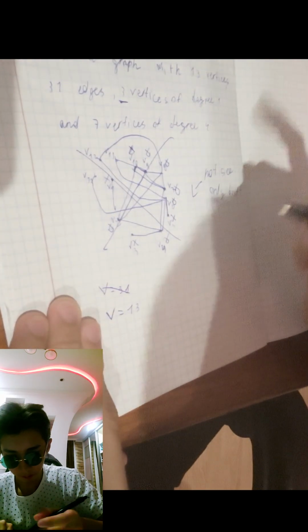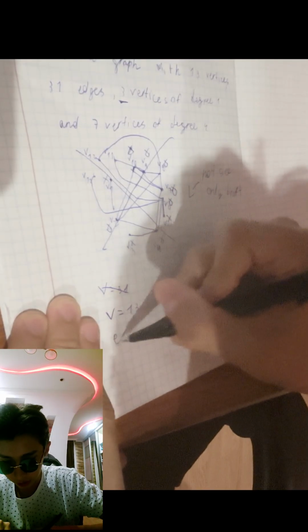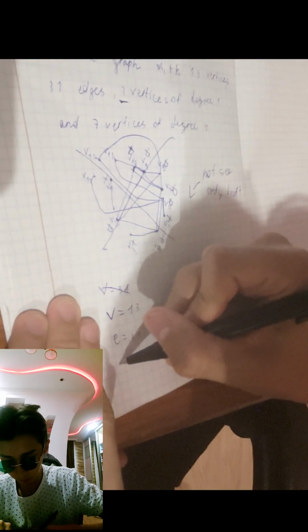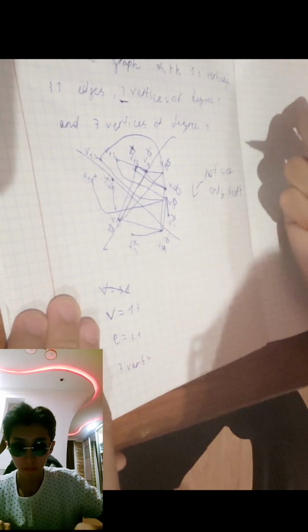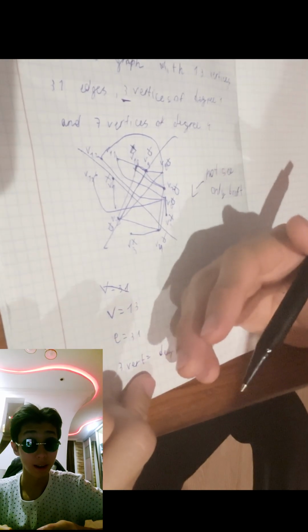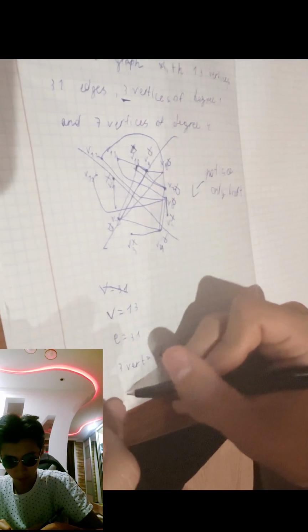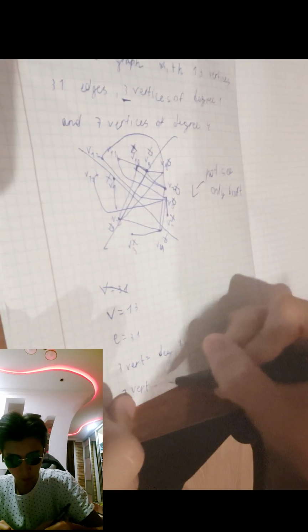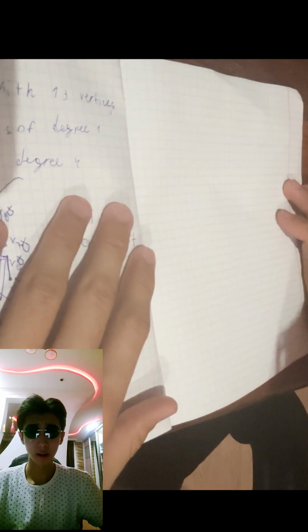13 vertices, 31 edges, and we have 3 vertices of degree 1 and 7 vertices of degree 4. Let's make some equations.